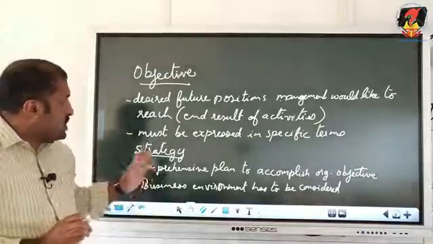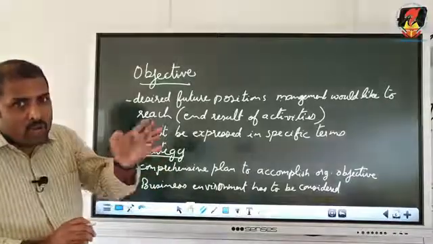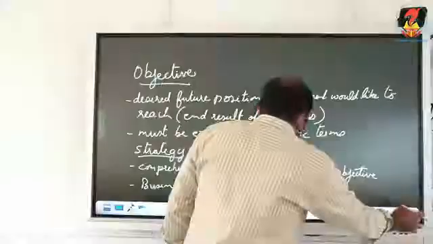And strategy is the second type of plan based on what we are trying to achieve. Now going on to the third one. Third one is policy.